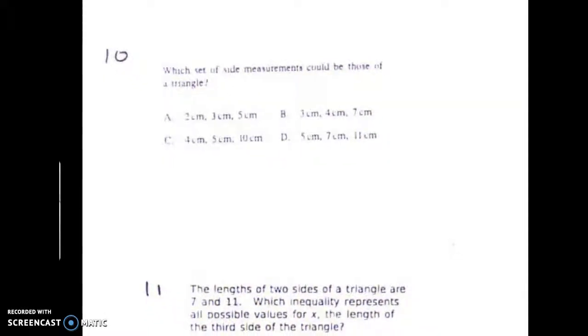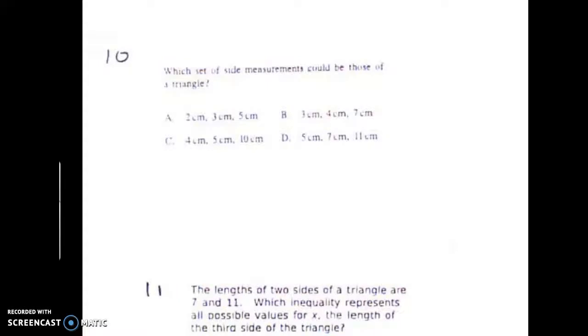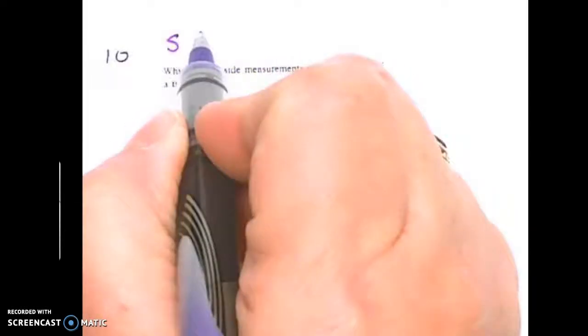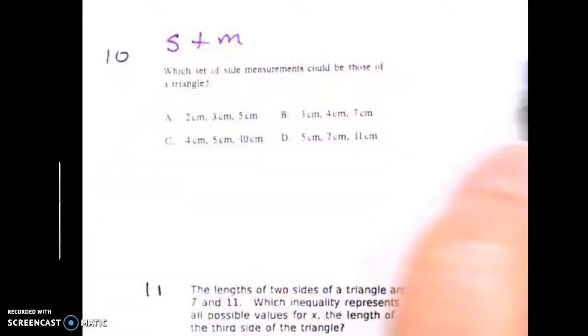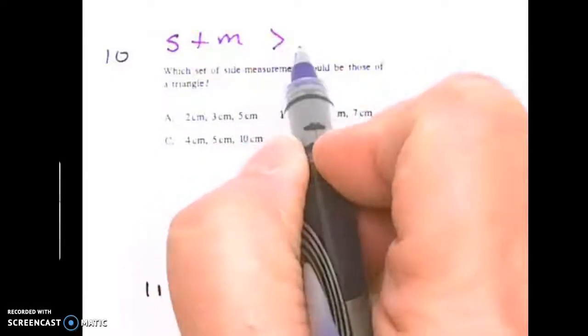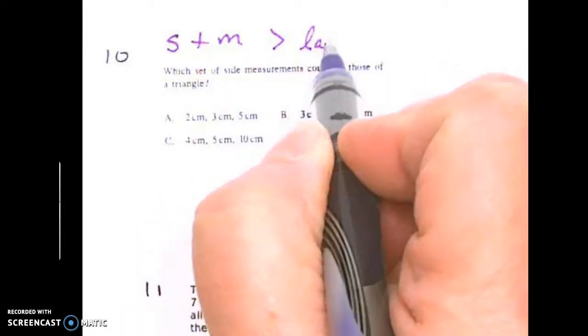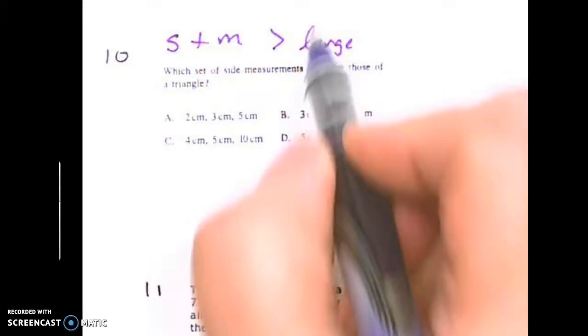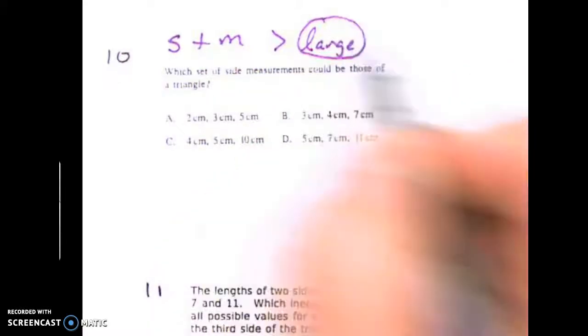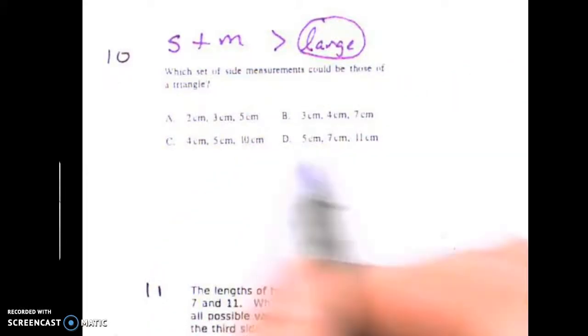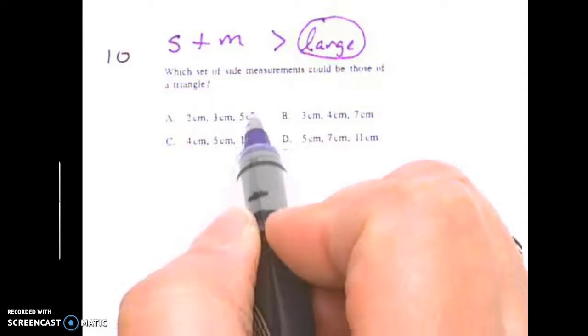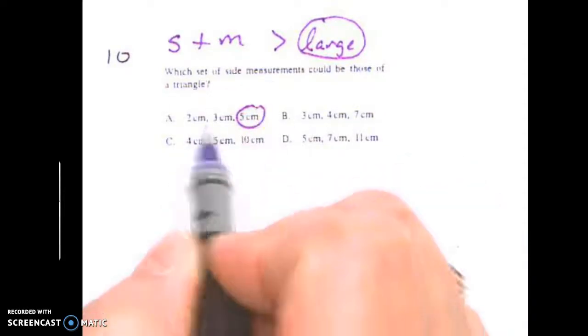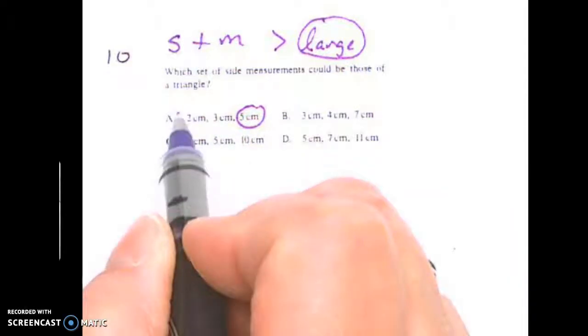If I look at question number 10, it says which set of side measurements could be those of a triangle. You need to remember that for a triangle, if you add the small side plus the medium side together, those two numbers together have to be bigger than the biggest side by itself. So if I'm looking at the numbers, the first thing I do is I circle the largest number so I can isolate that value of C. If I look at answer choice A, I've got 2, 3, and 5. 5 is my biggest number. 2 plus 3 is not bigger than 5.